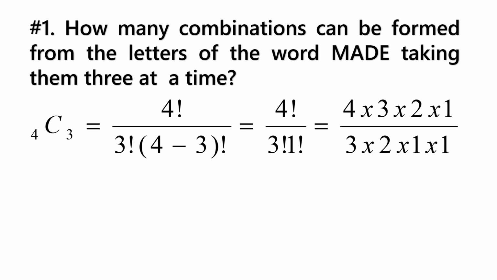So, using the formula, 4 factorial divided by 3 factorial times the difference of 4 minus 3 factorial. So that will give us 4 times 3 times 2 times 1 divided by 3 times 2 times 1 times 1. So para mas mabilis na isolve, cross out nyo yung 3 sa taas, yung 2 at yung 1, ganun din sa baba. So maiiwan na lang is 4 divided by 1. So answer is 4.